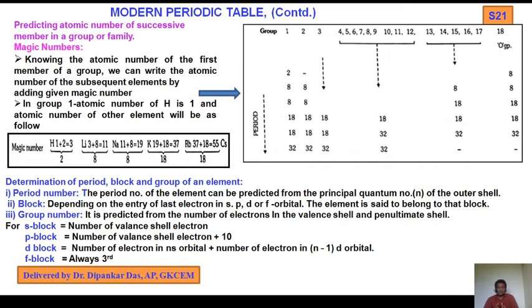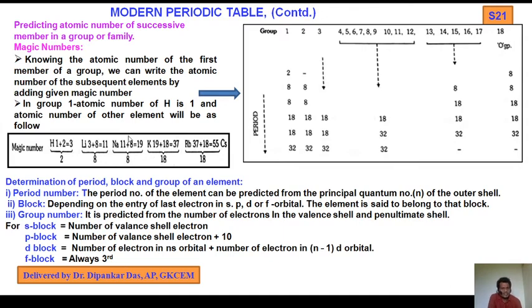So groups 1 to 3 and groups 4 to 12 are 18, 32, 32, and groups 13 to 17 are 8, 18, 18, 32, and the zero group or group 18, the inert gas group, is 8, 8, 18, 18, 32. You only remember this magic number, then you can easily find out the atomic number, because it is very important whenever you write down the electronic configuration of a given element. If the atomic number is given, it's fine. If the atomic number is not given, then you have to find out the atomic number this way.